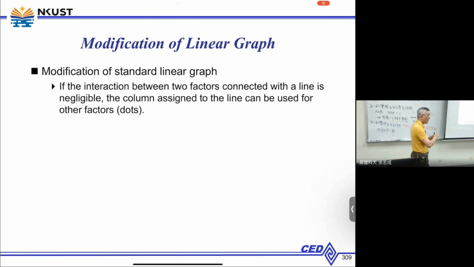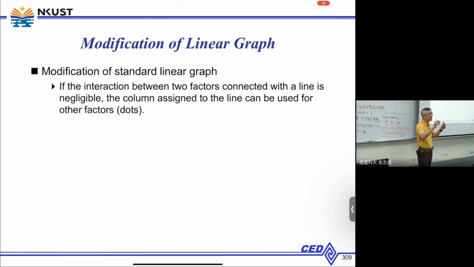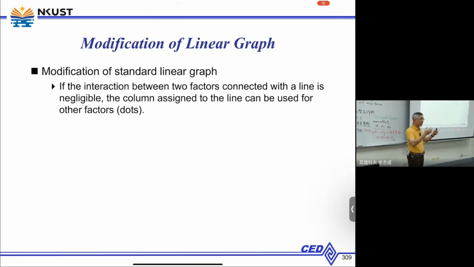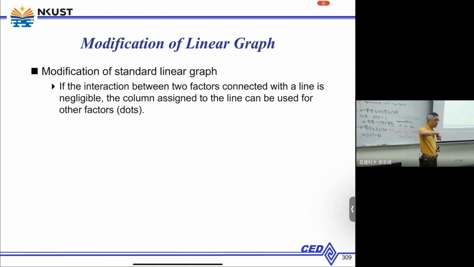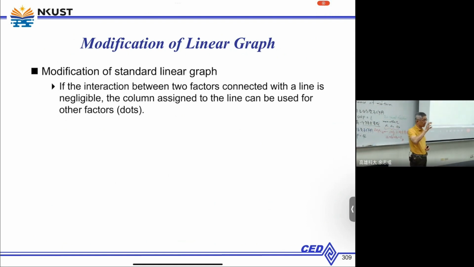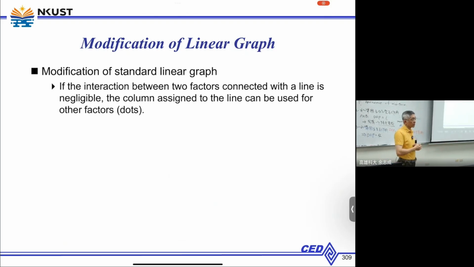So we can modify some lines. If a line doesn't need to be used, we can cancel one of the lines and create more dots. Or you can connect 2 dots. But you need to find out from the confounding structure which column the line will appear in, and you need to make sure that only 1 vector is assigned to that column.